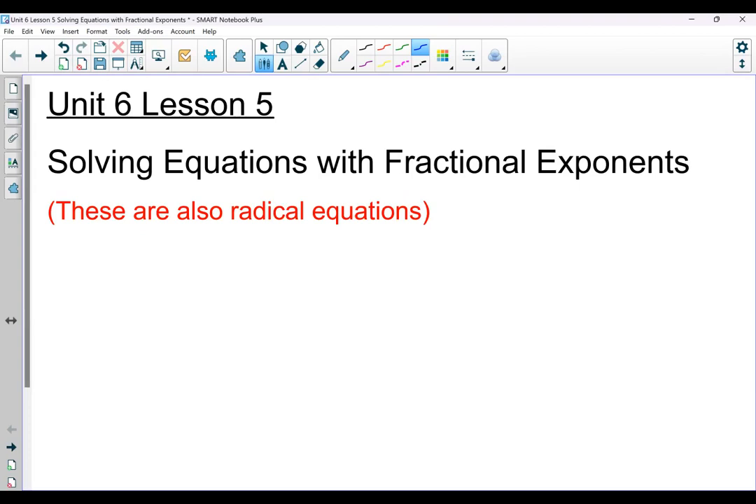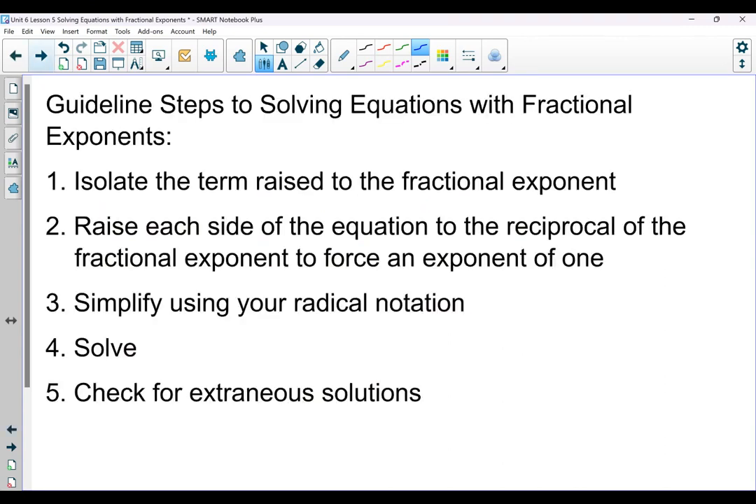Hi everyone, today we're going to be talking about equations that involve fractional exponents, which really is just finishing up our radical equations, because we know another representation of radicals is the fractional exponent. In order to solve these problems, we're going to follow these basic guideline steps for the most part.